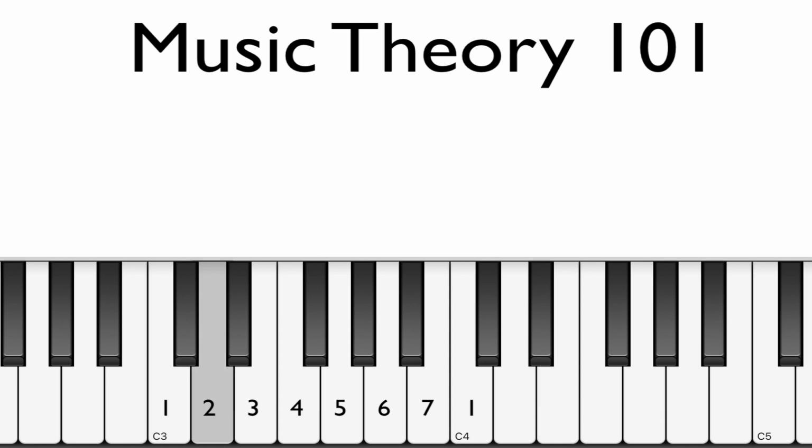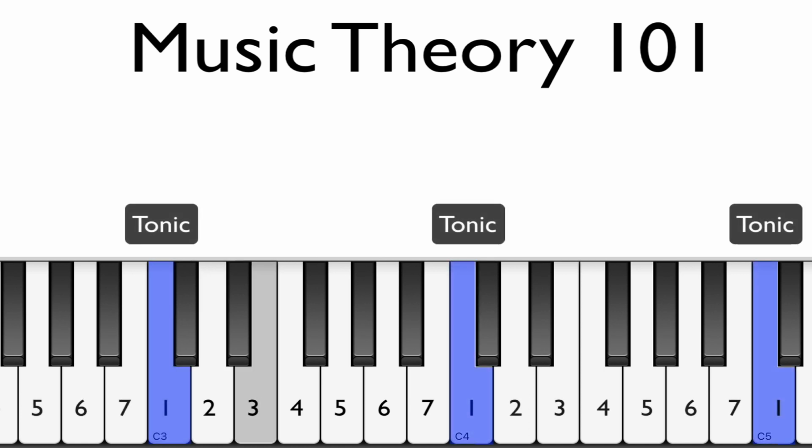D is the second note. E, 3, 4, 5. And after 7, we're back to 1 again because we're at another C. 1, 2, 3, 4, 5, 6, 7, 1. And these numbers, these are called scale degrees.